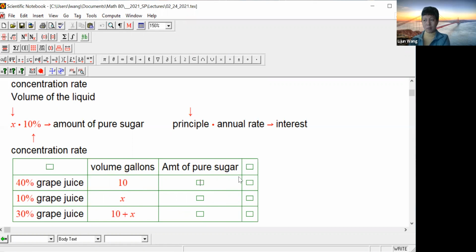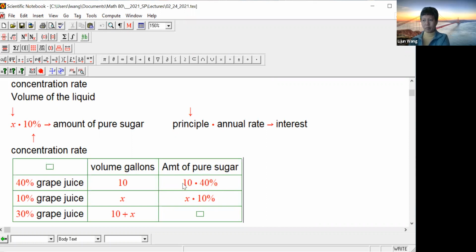Amount of pure sugar. What is the amount of pure sugar in 40%? 10 multiply 40%. You don't need to rush to do the calculation, really. Just multiply that. Just write it down the same way I do. How about that? Don't try to calculate. You can do that later. Okay, the next one is what? X multiply 10%.